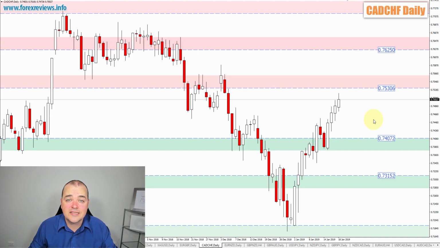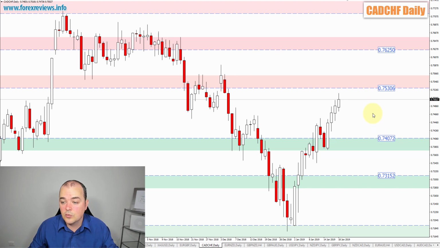The next pillar to cover is CAD Swiss, and I'm on the daily chart. Over the last few weeks of price action, CAD Swiss has been very strong ever since price came down to this price point down here. Price moved all the way up, breaking above the 73.15 zone area, then moved all the way up to the 74 zone area, breaking above that important zone, and now price is getting very close after another move to the upside last week, close to testing the 75.30 zone area.